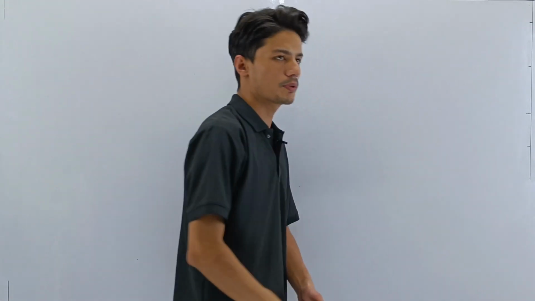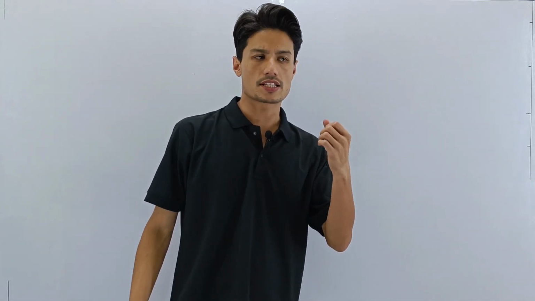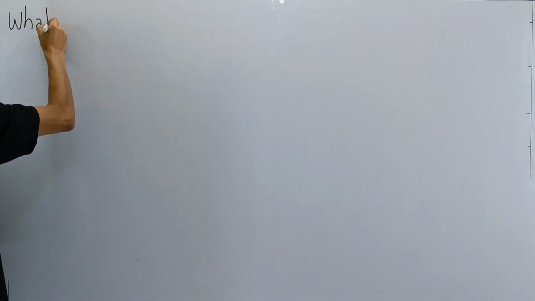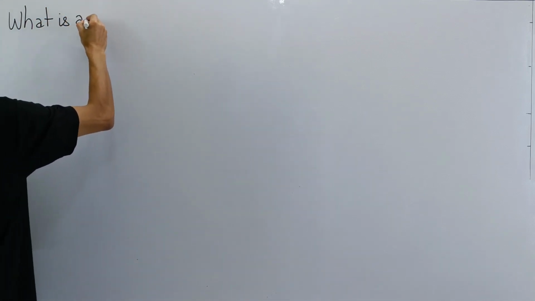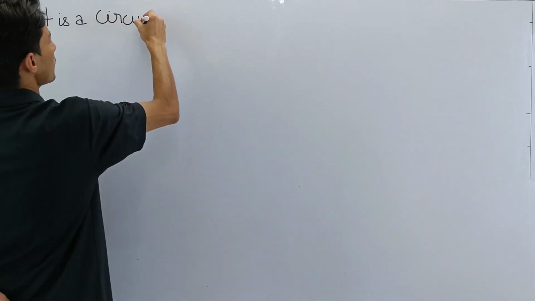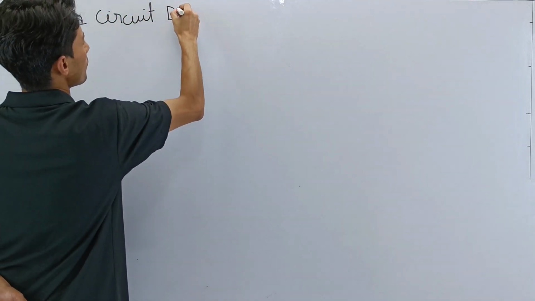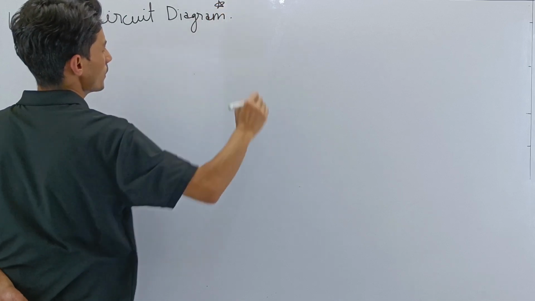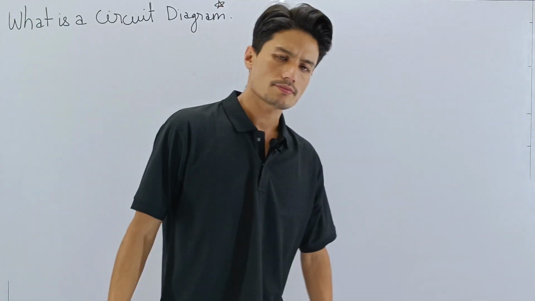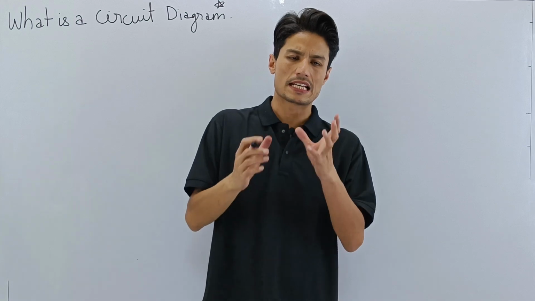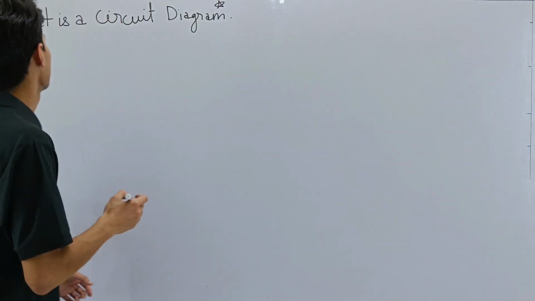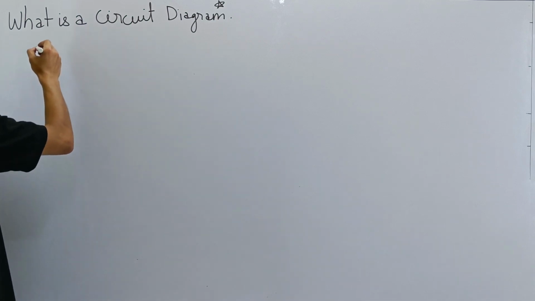So now the next topic will be a circuit diagram. What is a circuit diagram? Define a circuit diagram. This is an important question. So what is a circuit diagram? A circuit diagram is a schematic diagram. Let's write it down. A circuit diagram is a schematic representation of an electrical circuit.